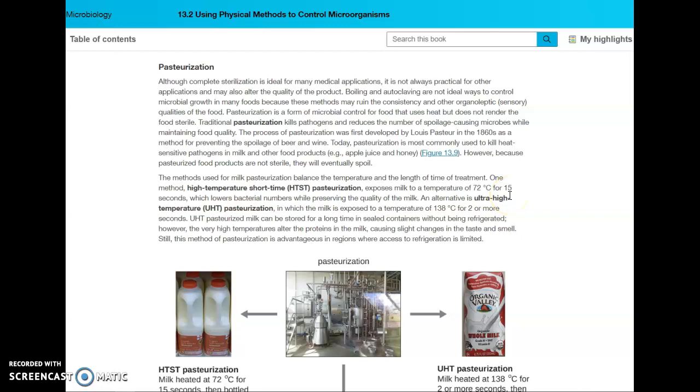It's a much higher temperature than traditional pasteurization, but it's at such a low time, only 15 seconds, a small amount of time, that it doesn't alter the quality of the milk. So it can kill bacteria, but still preserve the flavor of milk.